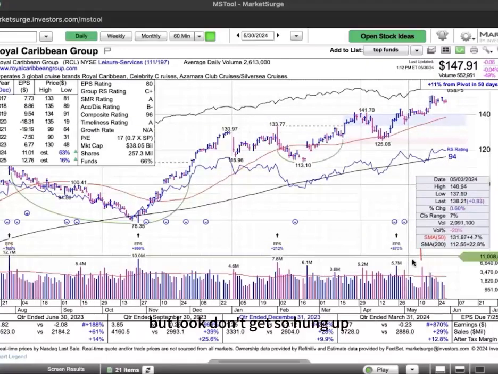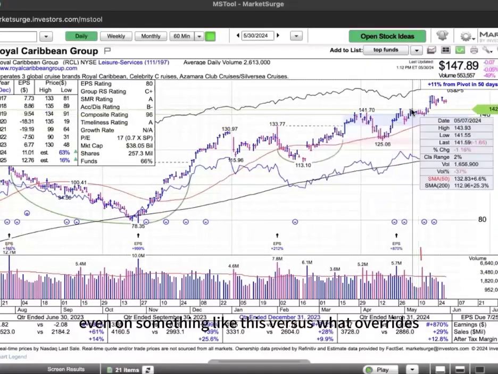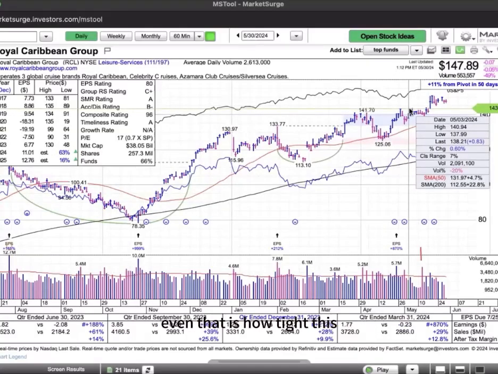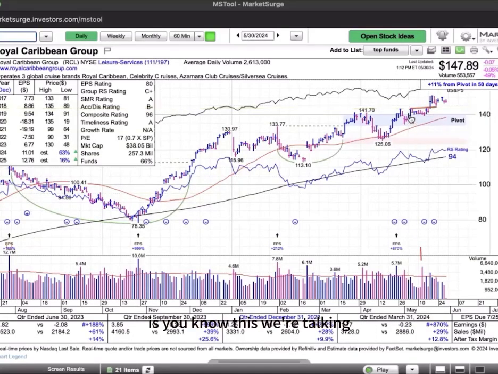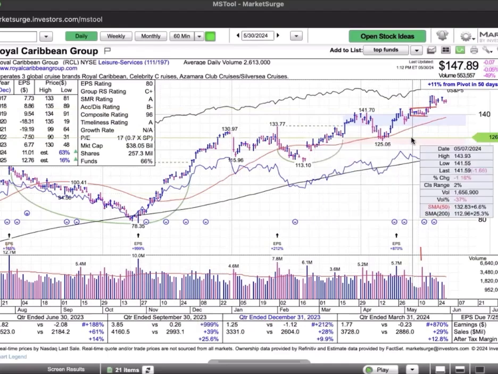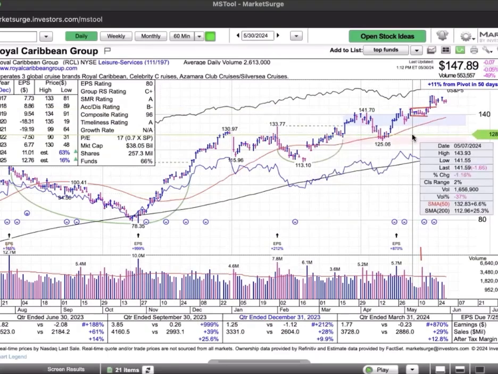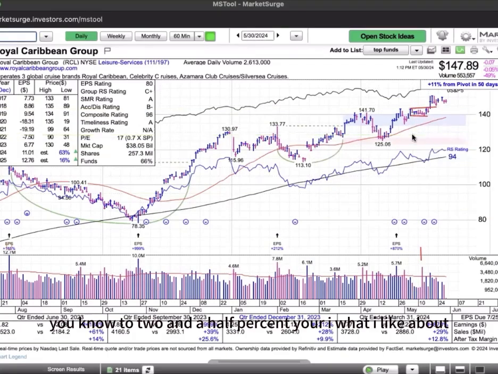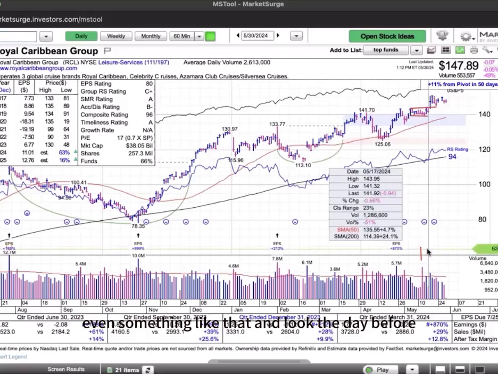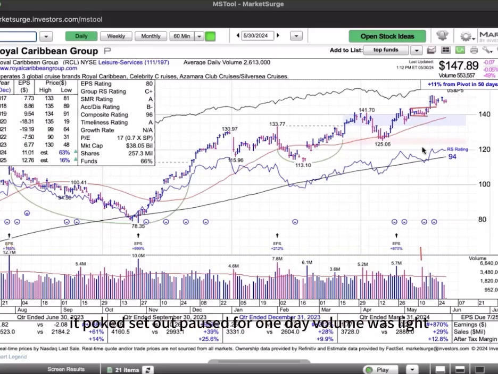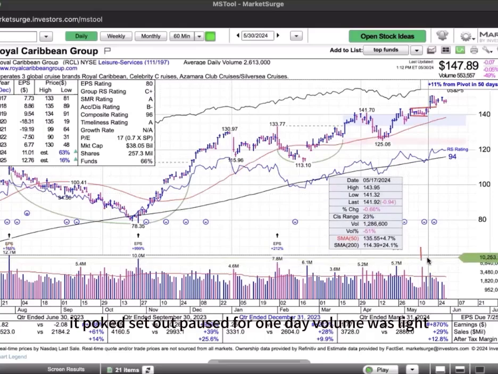But look, don't get so hung up even on something like this versus what overrides even that, which is how tight this is. We're talking 2.5%. What I like about these type of setups is I get to know very cheaply if the train's coming in on schedule. And this would override even something like that. And look, the day before it went, it poked its head out, paused for one day, volume was light, and then followed through.